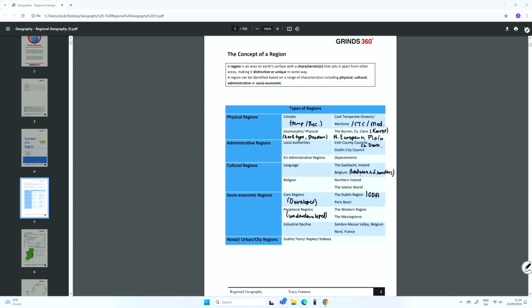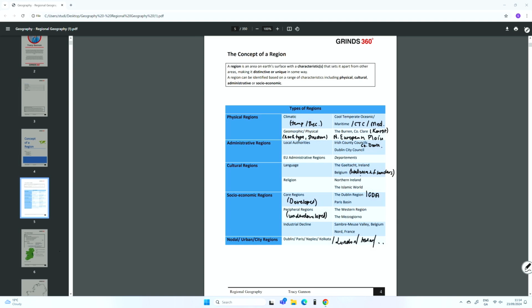Finally, we have our cities. Cities, nodal points, urban regions, whatever you want to say. Dublin, Paris, Nepal, Kolkata, you could say London, you can say Milan, you can say Copenhagen. All of these are examples of cities, urban areas, or nodal points.